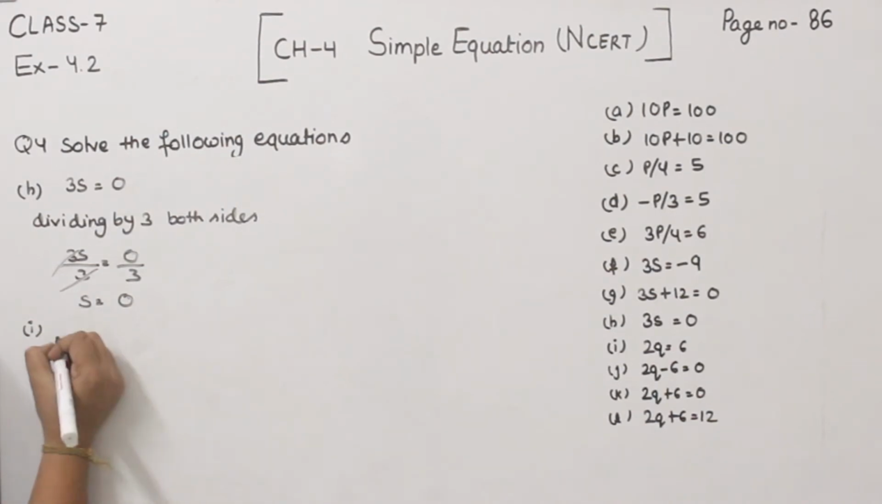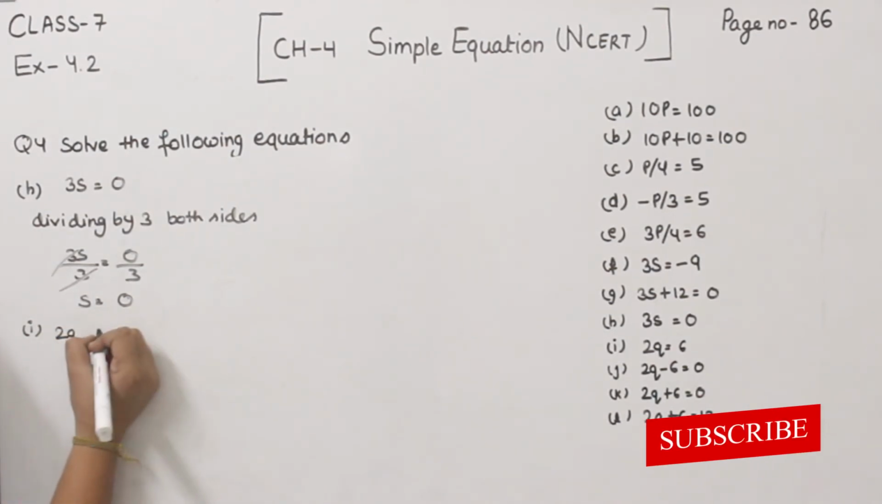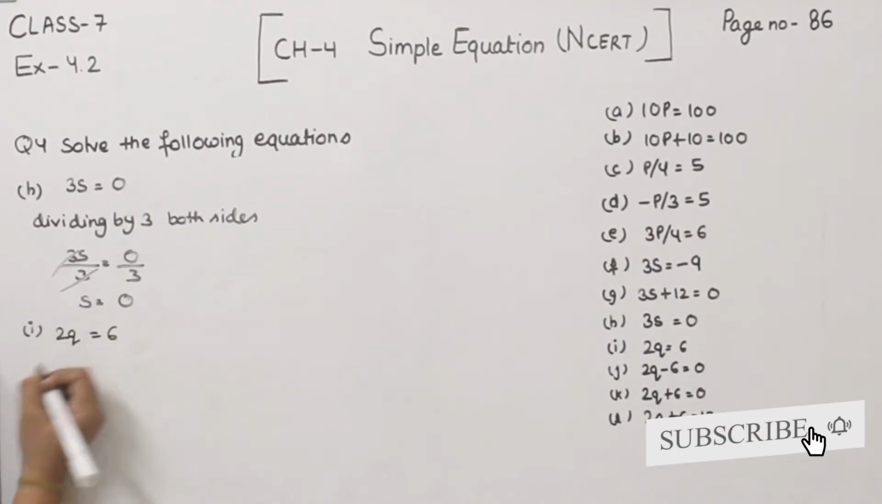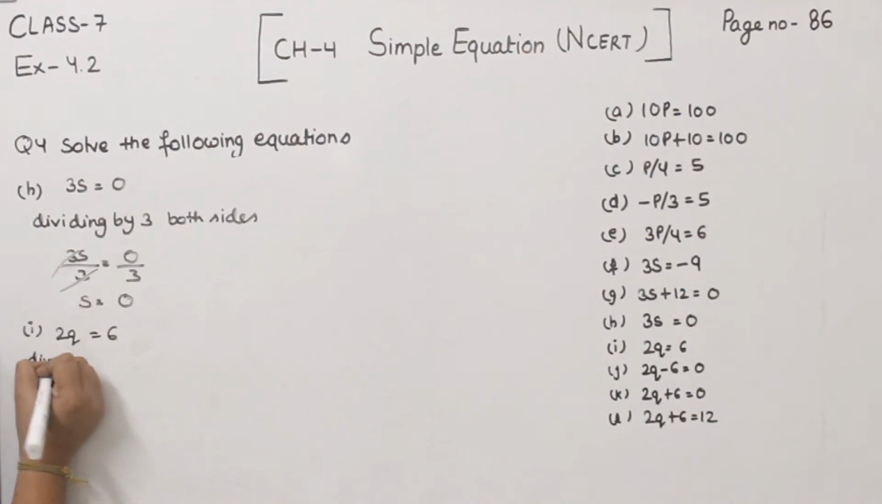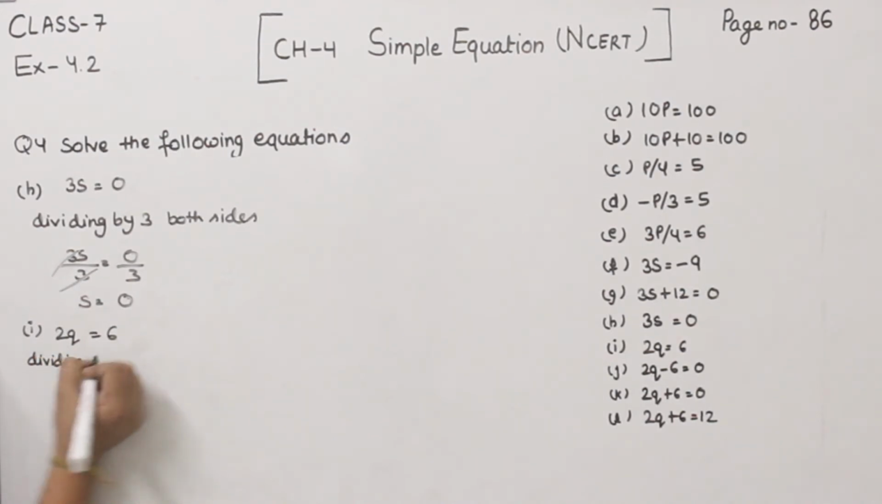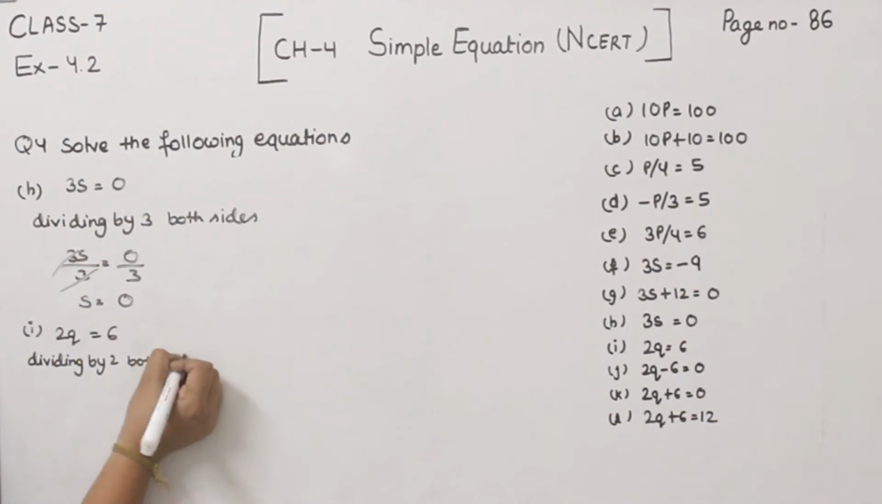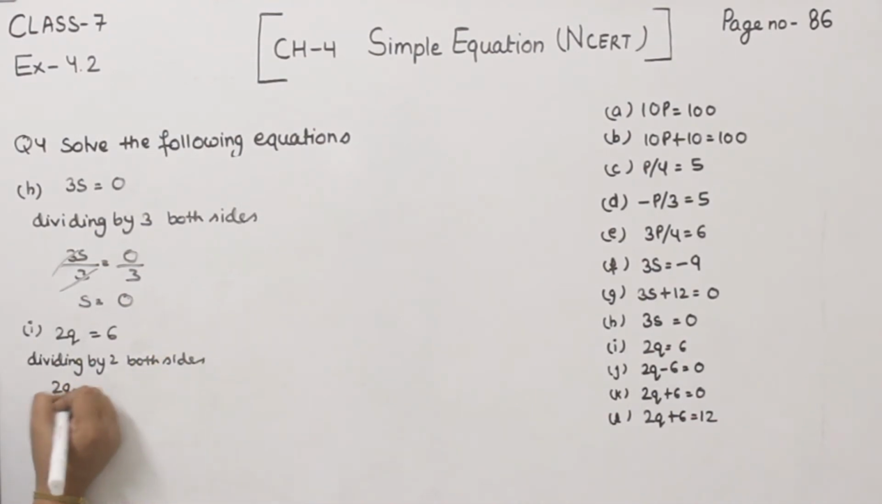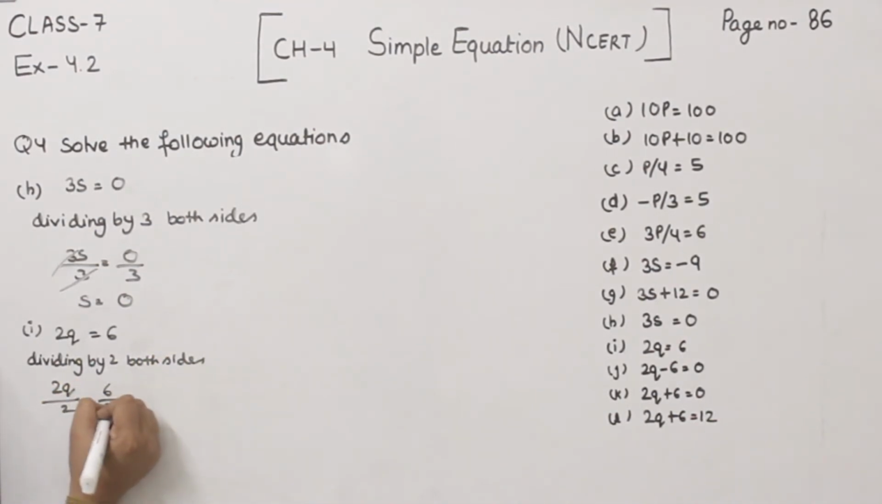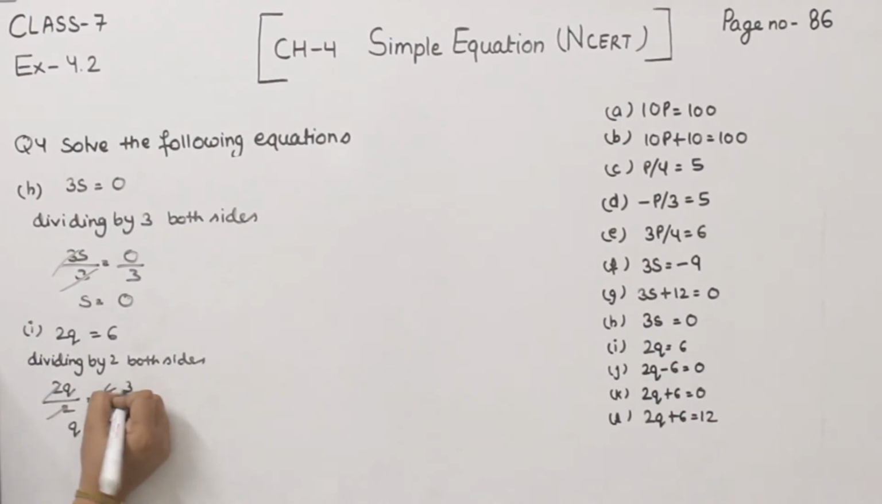Now come to the part I. 2q is equal to 6. We will divide it by 2. Dividing by 2 both sides. 2q divided by 2 and 6 divided by 2. 2 cancelled. q is equal to 2 3s are 6. The value of q is equal to 3.